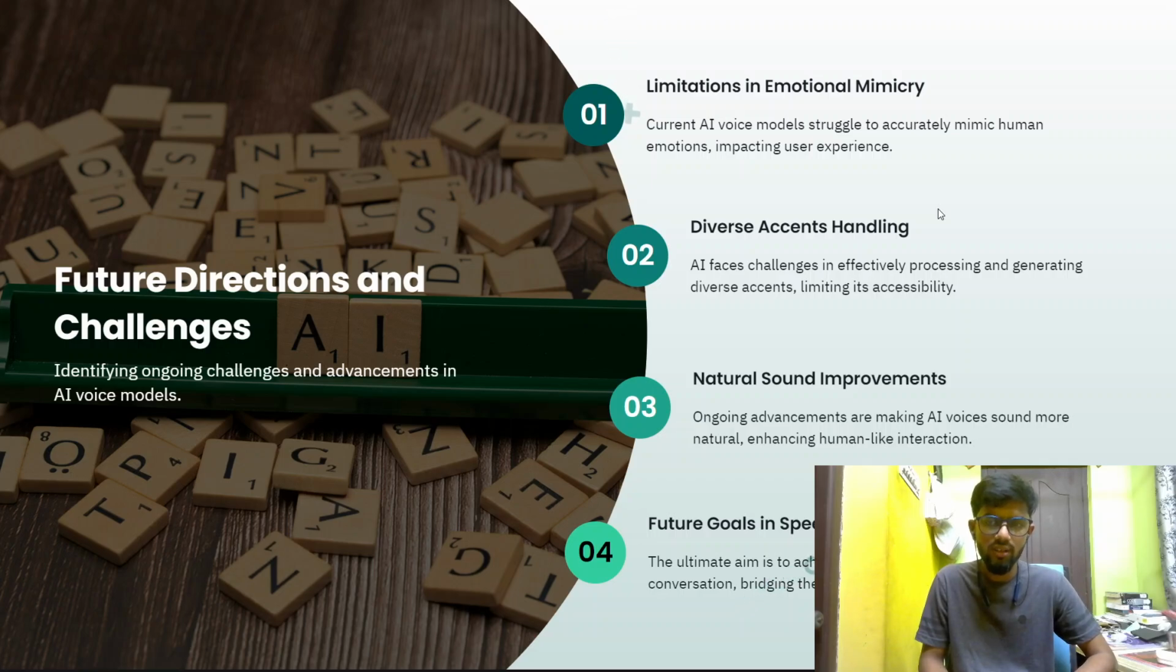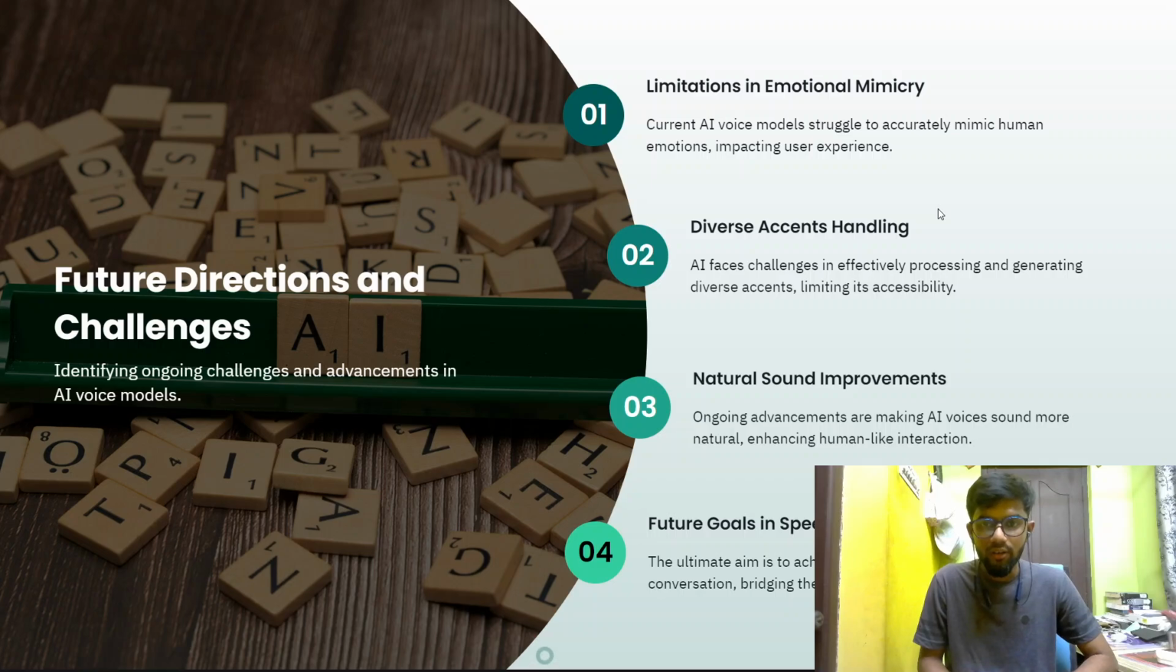AI faces challenges in effectively processing and generating diverse accents, limiting its accessibility. For example, in India, there is a variety of accents just in the English language. That is very complex to understand. Bhojpuri people have an accent, Malayalam people have an accent, Tamil people have an accent, Hindi people have an accent. These accents vary, so that makes it difficult for AI to understand. And also Spanish people, Italian people, their accent is completely different.